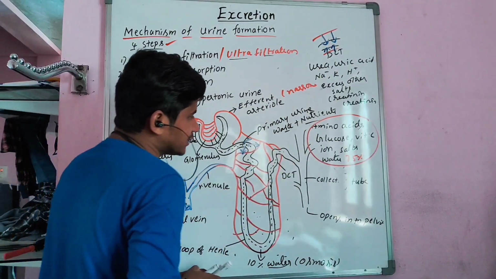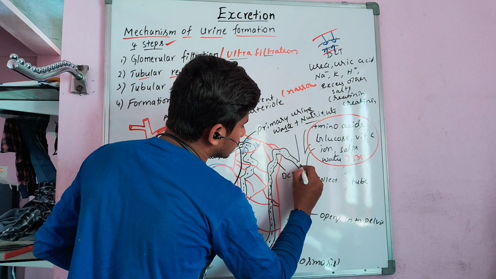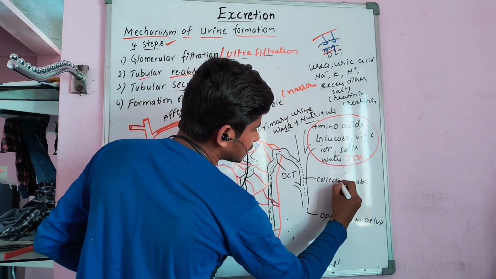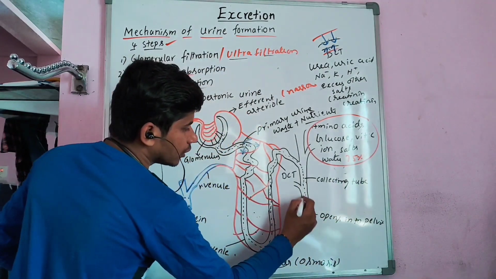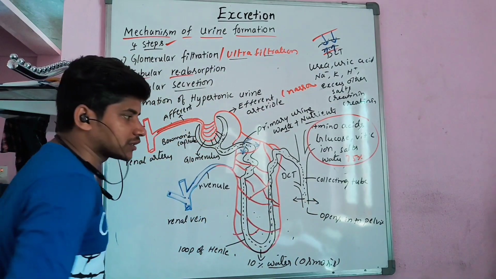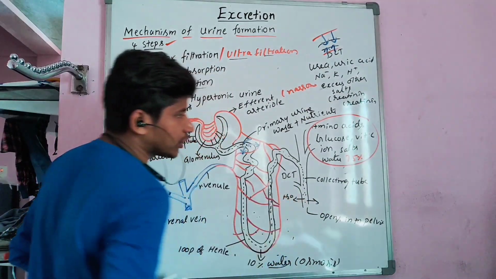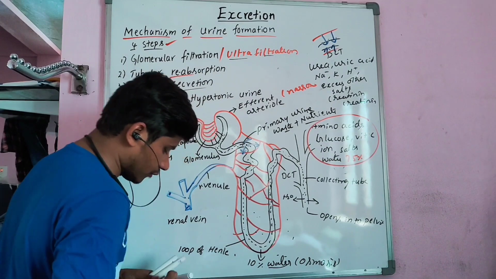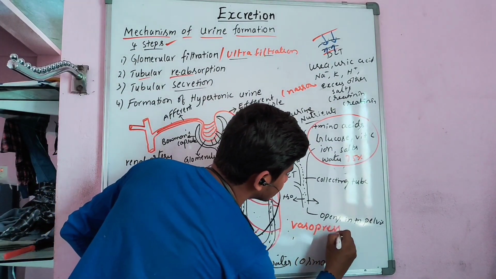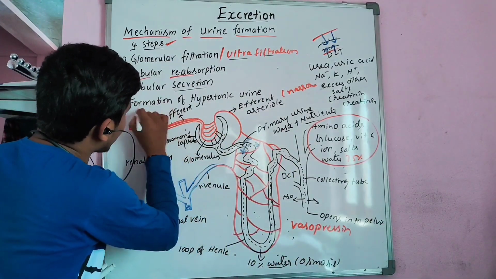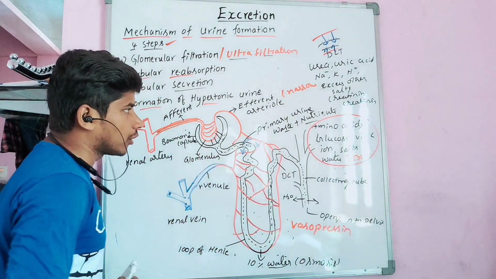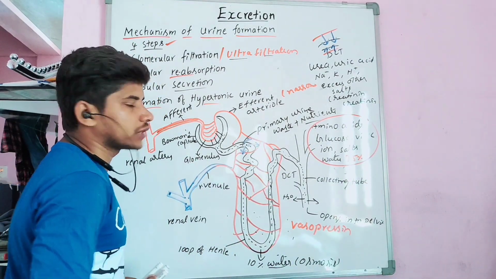These are waste materials from the blood capillaries, they are secreted into the DCT. Now, from the DCT, the urine is collected into the collecting tube. Here in the collecting tube, again the water is reabsorbed into the intercellular spaces by the help of a hormone called vasopressin. What is the hormone here? Vasopressin. So the formation of hypertonic, that means concentrated urine, must be eliminated out of the body. Otherwise, it leads to the formation of dilute urine and we lose the water.